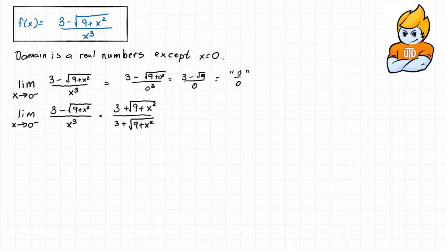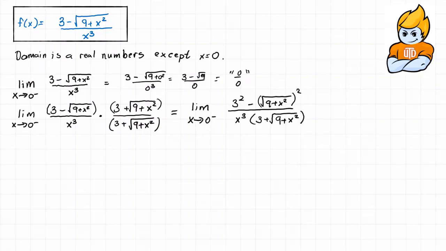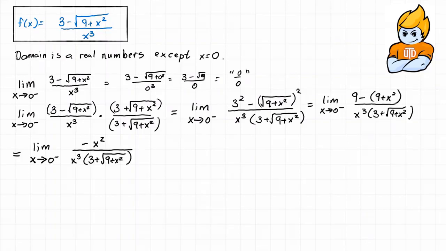Seeing a square root, we can think about multiplying the top and bottom by the conjugate to see if that simplifies matters. The product of conjugates gives you a difference of two squares in the numerator. Squaring the square root gets rid of the square root. The constants in the numerator subtract to 0. We simplify x squared divided by x cubed, and we are ready to evaluate this limit.